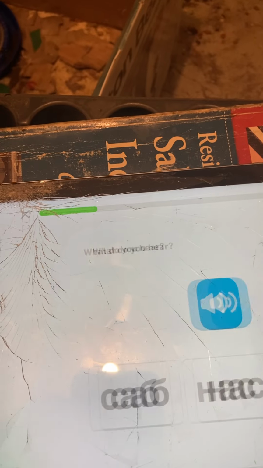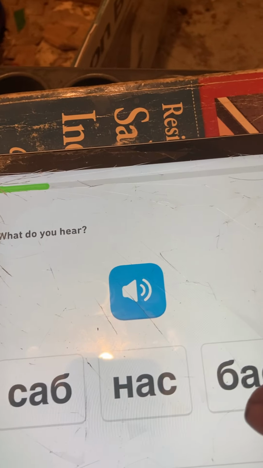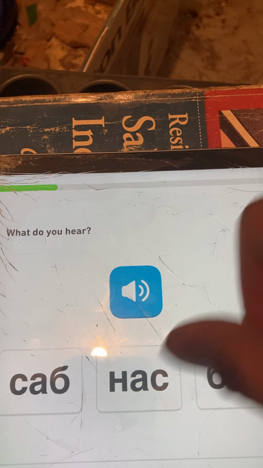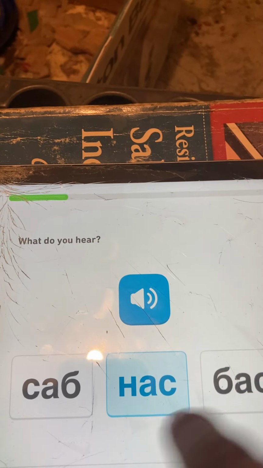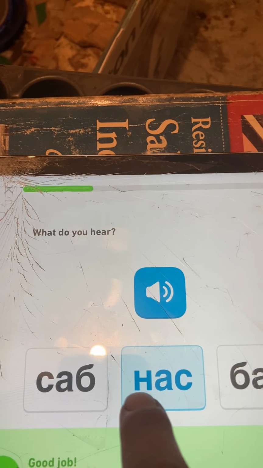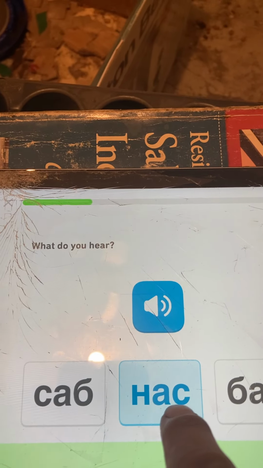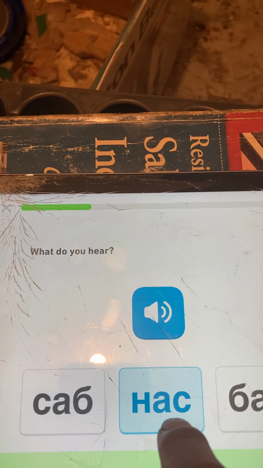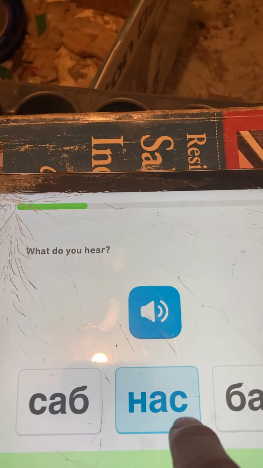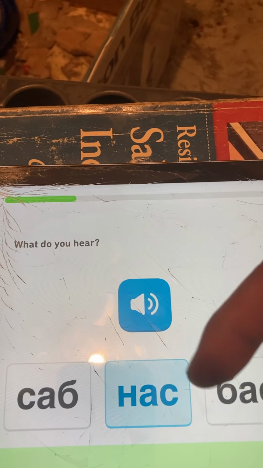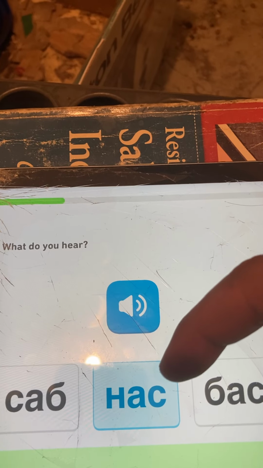Boss. Nas. Which one is Nas? It's got to be this one. Good job. Because the H in Russian is an N in English, the A is the exact same thing in Russian and in English, so that's an easy one. And the C is an S in English. That's pronounced nos.